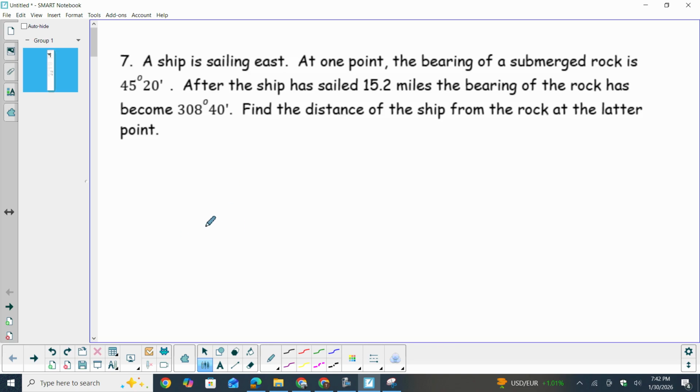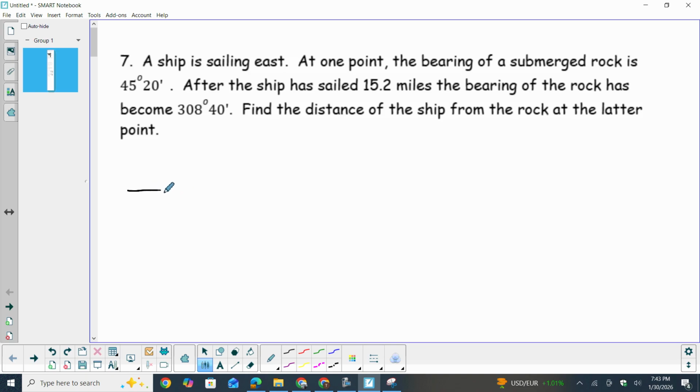After the ship has sailed another 15.2 miles, the bearing is now, from due north, 308 degrees. So here's 270, so we're looking kind of northwestish. Find the distance of the ship to the rock at the latter point. Okay, so let's start over.